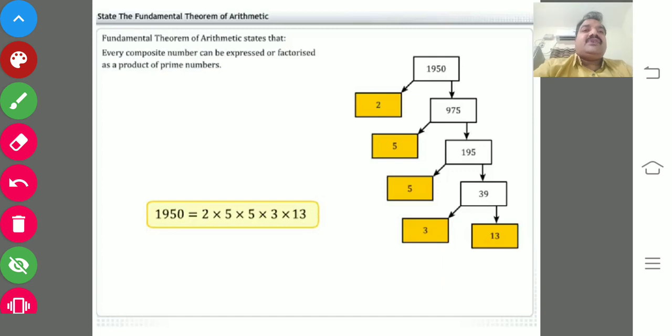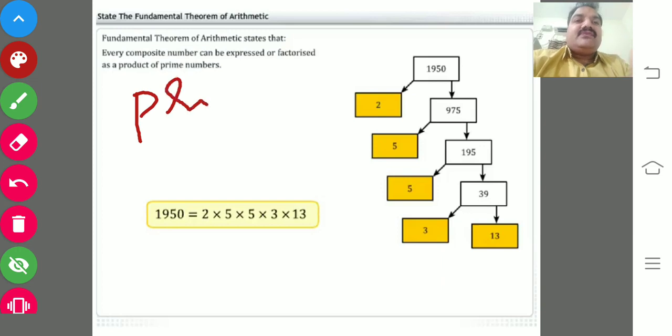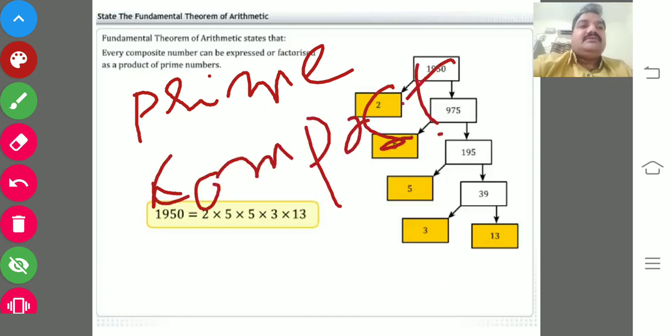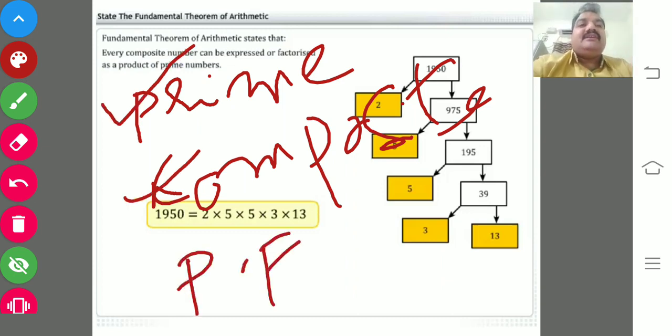Before we learn the fundamental theorem of arithmetic, you have to know the prerequisite knowledge: the definition of prime numbers, the definition of composite numbers, and how to do prime factorization. These three are very, very important. Without knowing these three, we can't enter into the concept of the fundamental theorem of arithmetic.